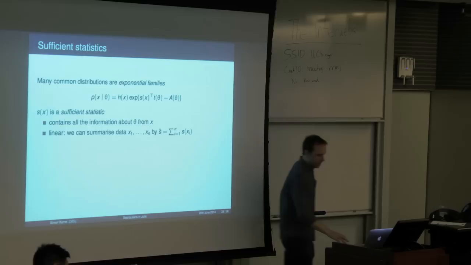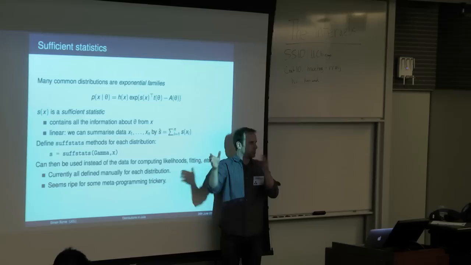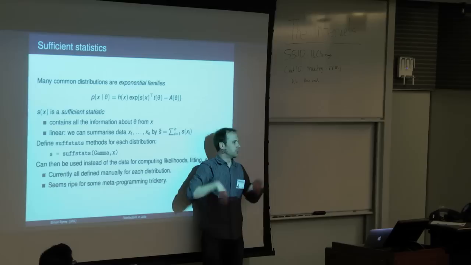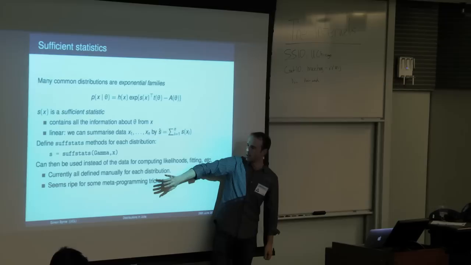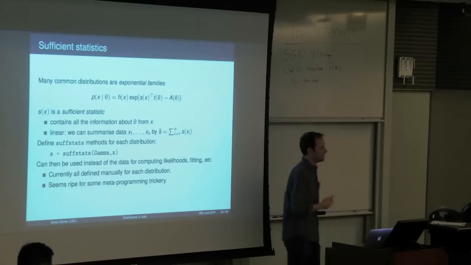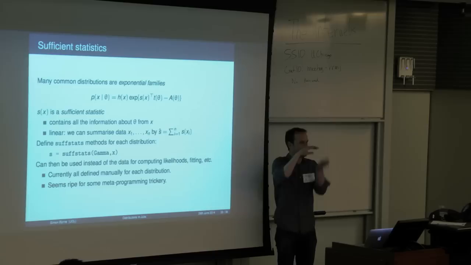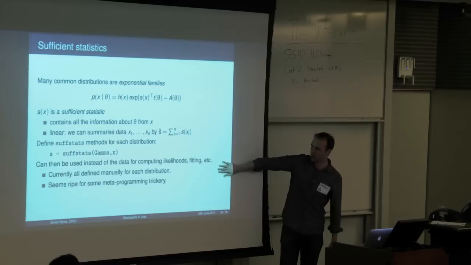What we have at the moment is a bunch of suffstats methods, which, for each distribution, manually write all these loops that pull out the different things. For example, for gamma, S(x) is x and log x, and for normal it's x and x squared, actually a mean and variance type thing. We define all this manually, but it's about two thirds of the code in a particular distribution, while the other methods are nice one or two liners, whereas these end up being huge, complicated iterations. So it seems ripe for some metaprogramming trickery to implement this.